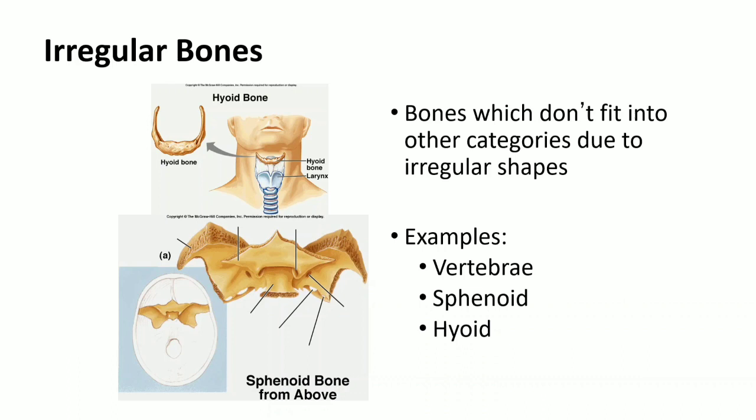The irregular bones, as the name suggests, are irregular in shape. Mainly the bones which do not fit into any other category are called irregular bones. The main examples include vertebrae, sphenoid bones, hyoid bones, etc.